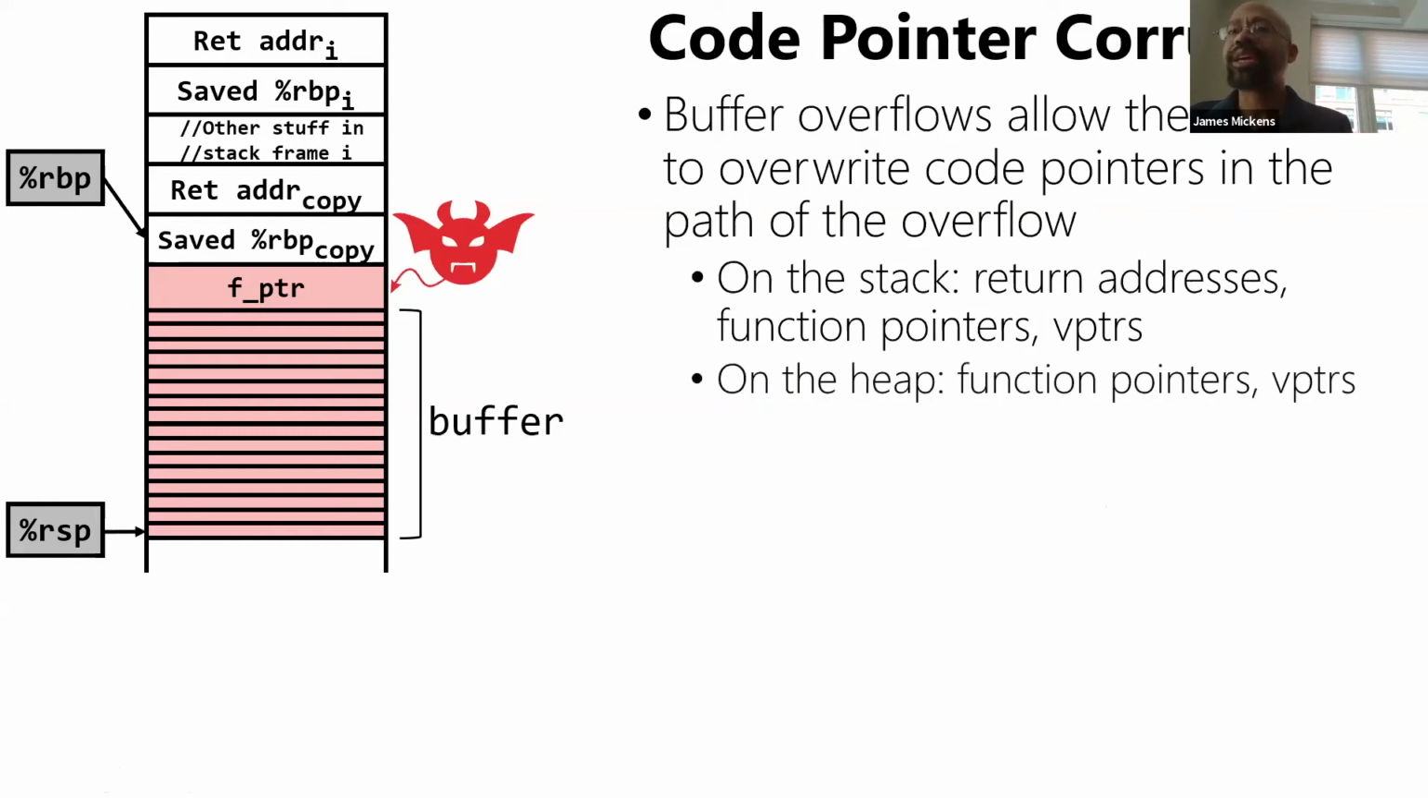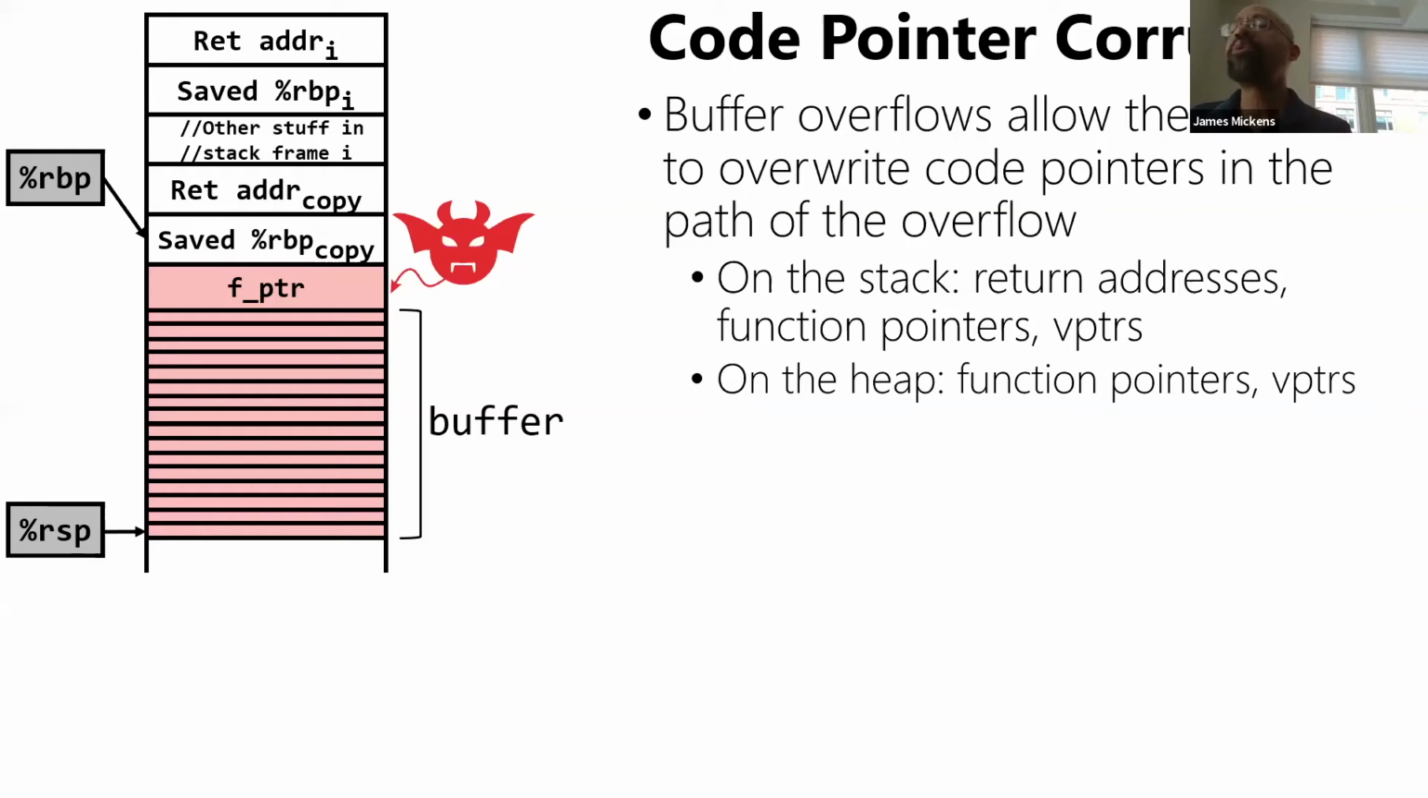And so these types of attacks can also occur on the heap too. So you can imagine that there are function pointers on the heap. There are V pointers. V pointers can be both on the stack and on the heap. So we're gonna look at V pointers in more detail tomorrow when we look at type confusions.